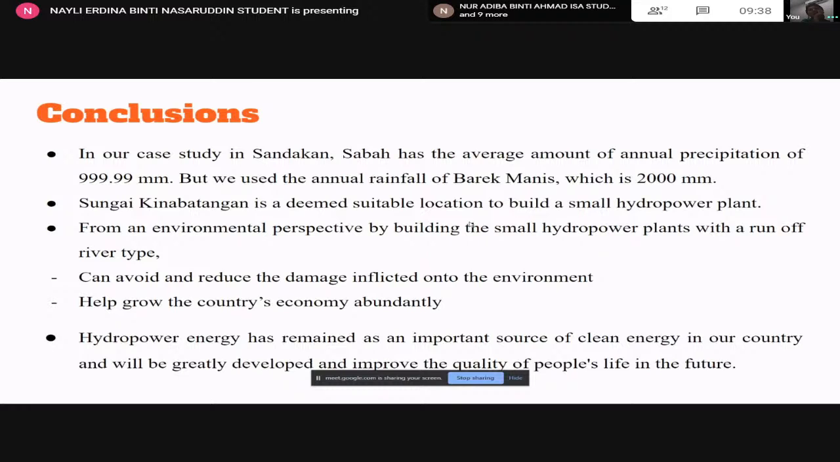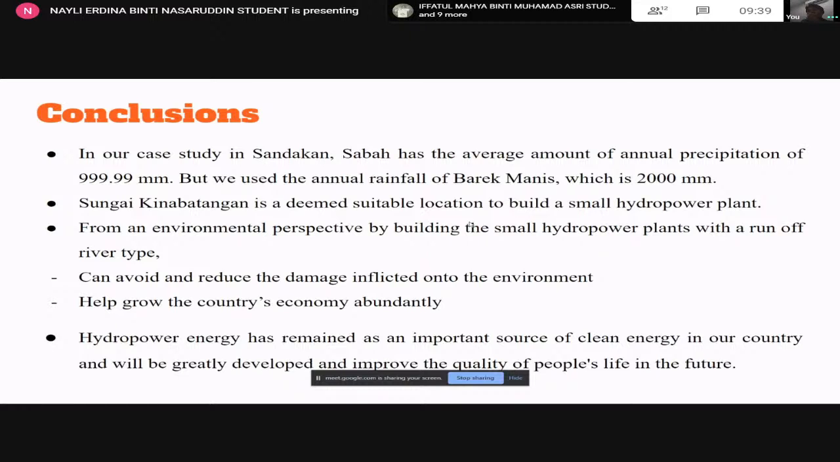Hydropower is the right choice of method to produce electricity from the precipitation, since it uses water as the main source of productivity. From an environmental perspective, by building the small hydropower plant with a run-of-river type, we can avoid and reduce the damage inflicted onto the environment, and at the same time, we help to grow the country's economy abundantly.